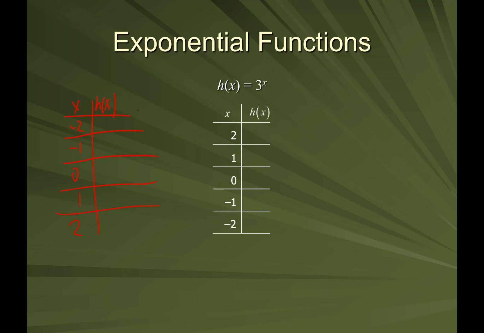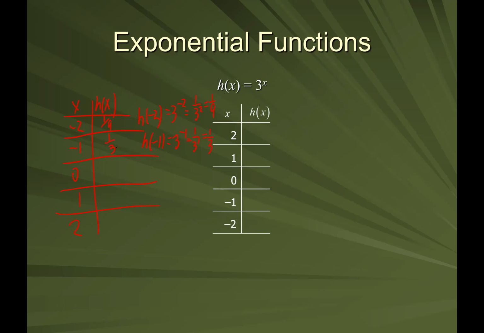So first one is h of -2. So here the power becomes -2. So I get 3 raised to the -2nd power. So it's 1 over 3 to the second. It becomes 1 over 9. Okay, so this is 1 over 9. Now h of -1 is 3 raised to the -1st power. So it's 1 over 3 to the first. It's 1/3.